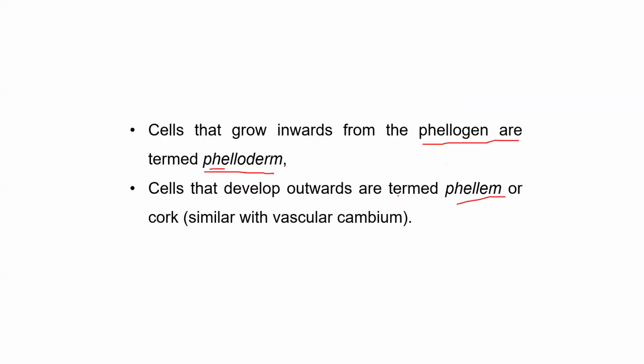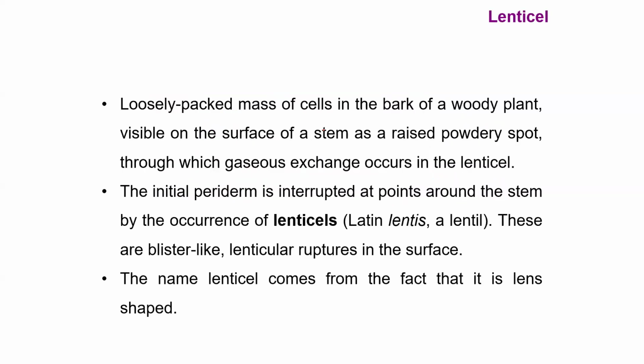Similar to this, there is a loosely packed mass of cells in the bark of the woody plant, visible on the surface of the stem as raised powdery spots, through which gas exchange occurs. These are the lenticels, another term for structures present in the periderm region. The initial periderm is interrupted at points around the stem by the occurrence of lenticels. The Latin word is lentis, lentil. These are blister-like, lenticular ruptures in the surface.